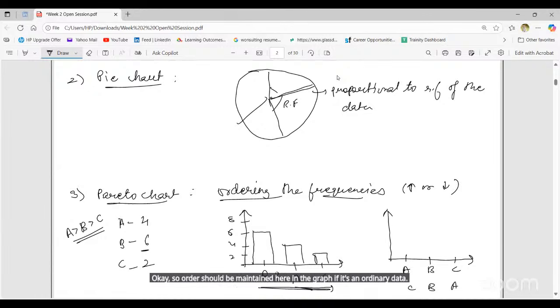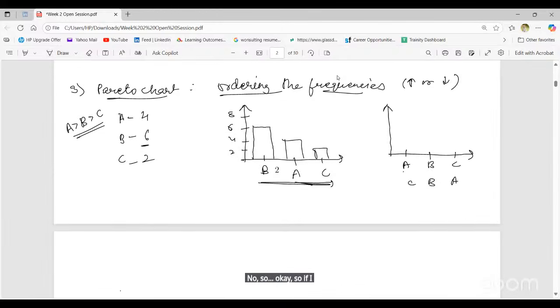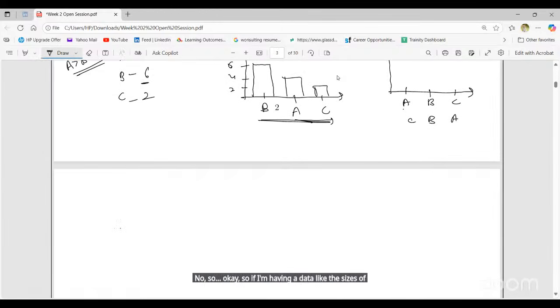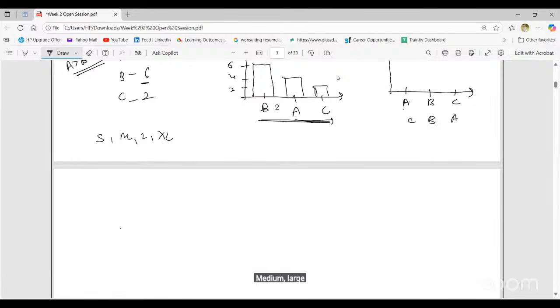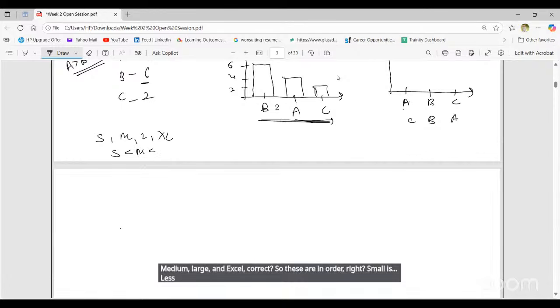Is it fine? Yes, ma'am. When we say order, is it with respect to the frequency or is it with respect to which one is better or something like that? No. So if I'm having data like the sizes of shirts, there are sizes like small, medium, large, and XL, correct? So these are in order, right? Small is less than medium, medium is less than large, and large is less than XL. So they are in order, right?